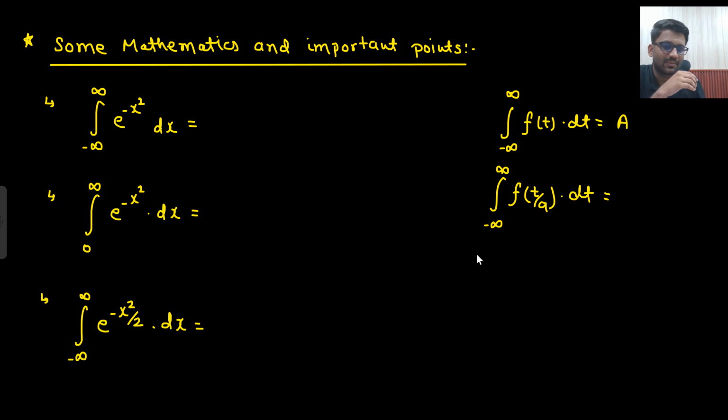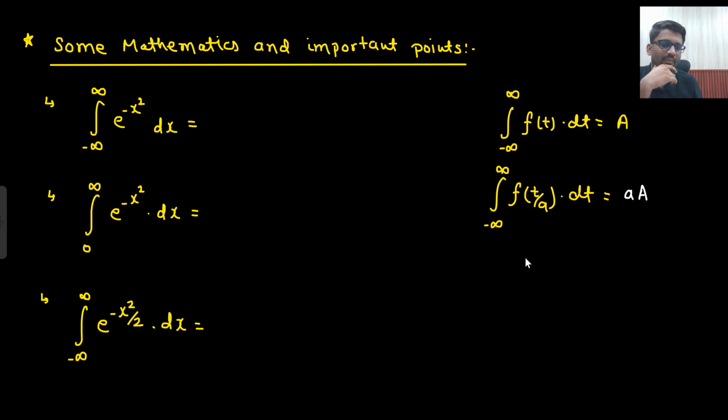So first, you answer this particular question. If the integral of f of t dt has an area of A, basically, if I solve this particular integration and my answer is A, then what will be the answer if I solve this particular integration? That will be A into A. Say yes or no.